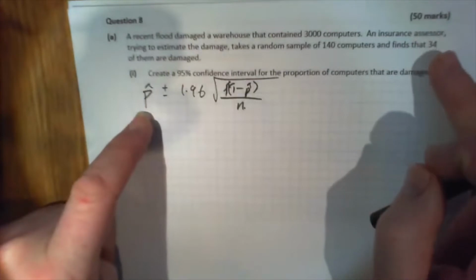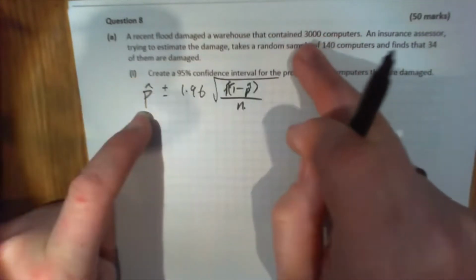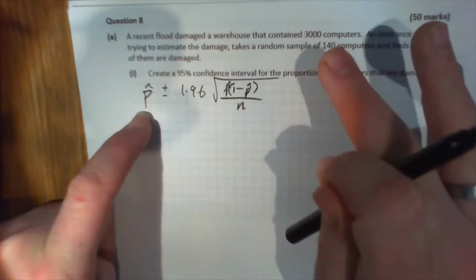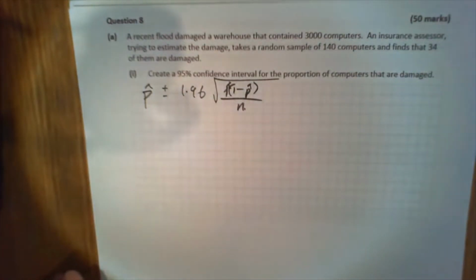We have a p hat, I can get it from 34 over 140. Do I have an n? That's 140. It's not the 3000. Be careful of that. A sample of 140, that's your n. Okay, so let's pop it in and we'll do it.